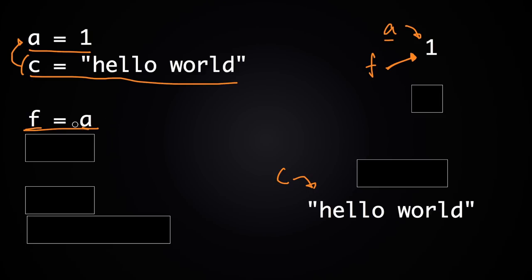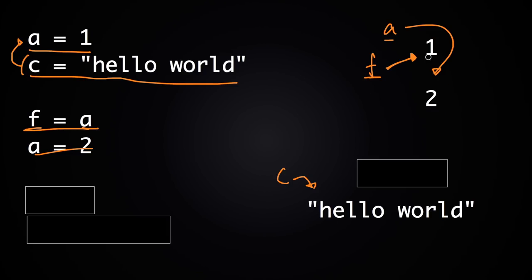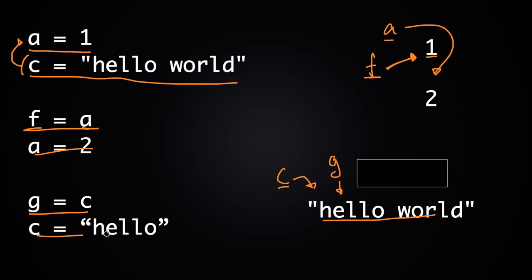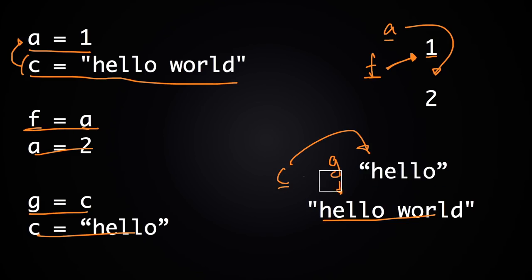And this is important, for example, when you do a equals 2. If you write that, a now refers to the value 2 instead of 1, but f stays at the value 1. And this might not be the case if f was referring to the variable a. Let's take a look at another example here. If you write g equals c, the variable g will refer to whatever the value c refers to, which is hello world. And then once you write c equals hello, c will refer to the new value, hello right here, but the variable g will stay at the value hello world.